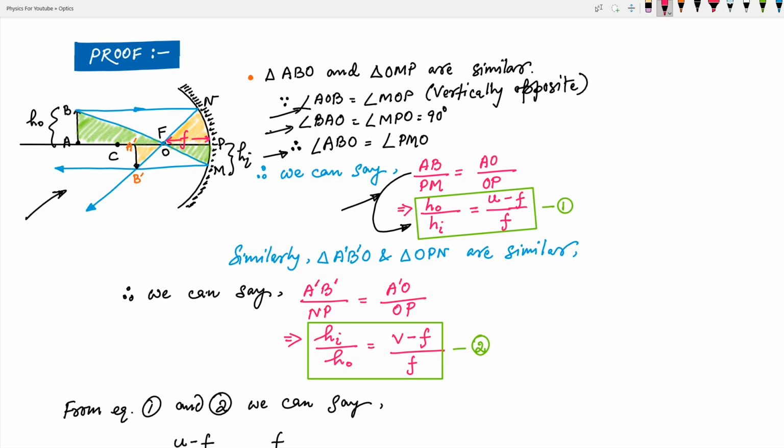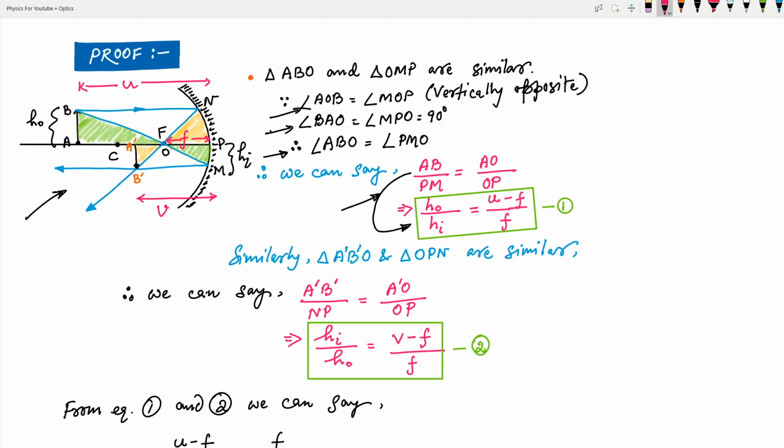Let me draw it. So this is u, the object distance from the pole, and this is the image distance from the pole, that is v. Now this is clear. So what we did is AO is equal to u minus f. Now it is clear, I hope. So AO is nothing but u minus f, and OP is just the focal length.